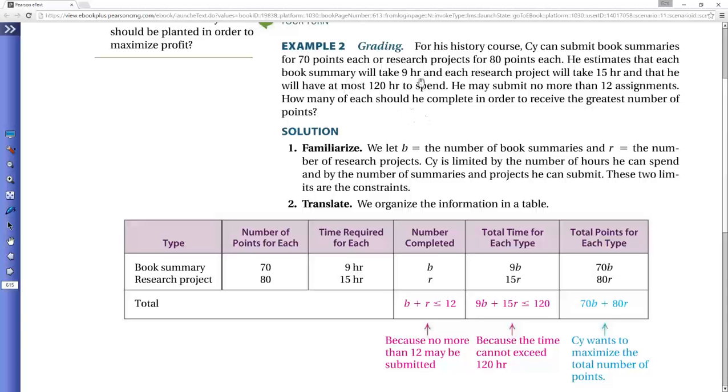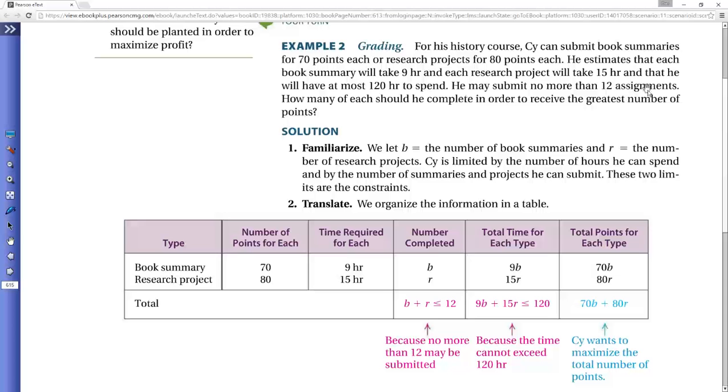So he's putting in his estimated time for each type of thing, and he knows that for this quarter or semester that he's looking at, he probably has 120 hours he can commit to this history course for this purpose.